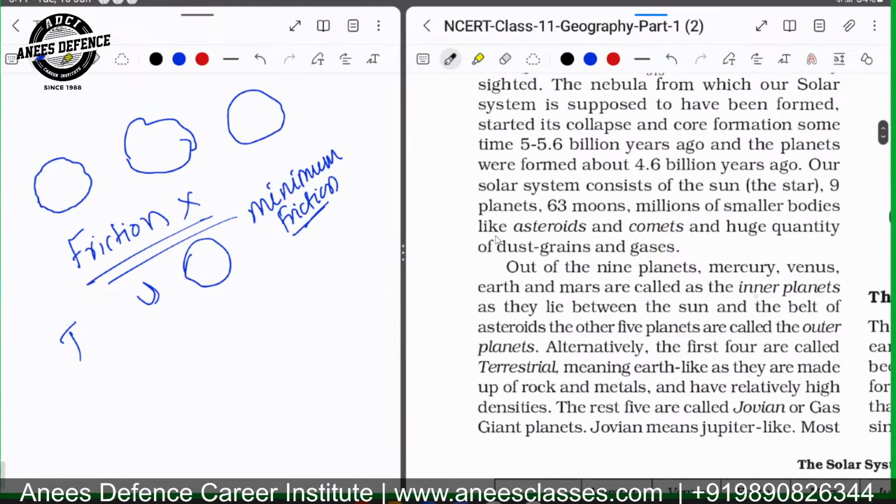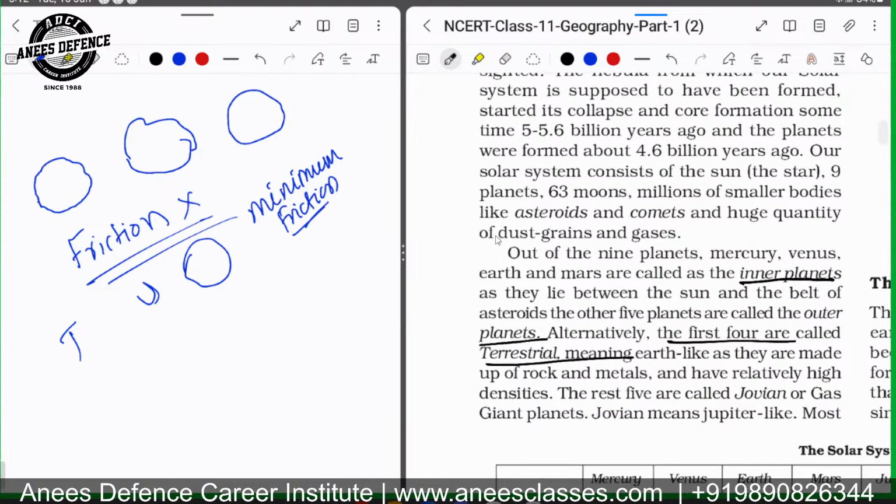You know what is the difference between inner planets and outer planets? Inner planets are the 4 planets which are located within the asteroid belt, and the planets which are outside the asteroid belt are called outer planets. Okay, so the first 4 planets are also called terrestrial. Why? Because they look like Earth, that's why they are called terrestrial planets.